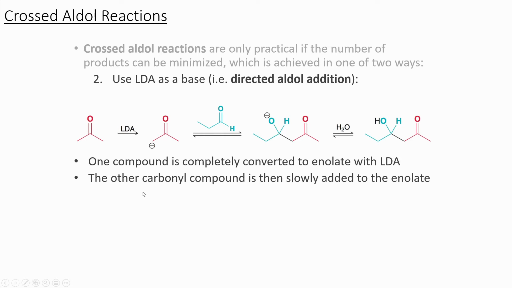The other option is called a directed aldol addition. In this case, we use LDA as a base and react it with just one of the ketones or aldehydes first. What this does is it allows us to preform the enolate with LDA, fully converting one of the compounds into the enolate, which means none of that compound will then be available as an electrophile. We then add the other compound, the electrophilic carbonyl, very slowly to the enolate, and then this will form the desired product.